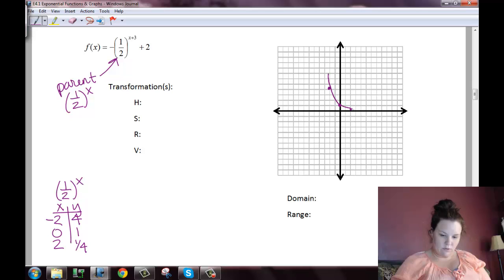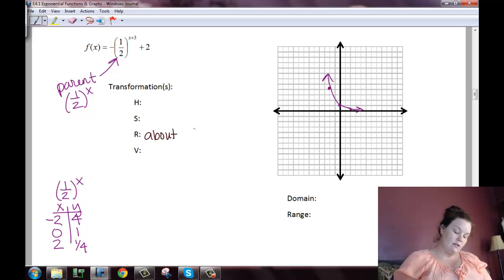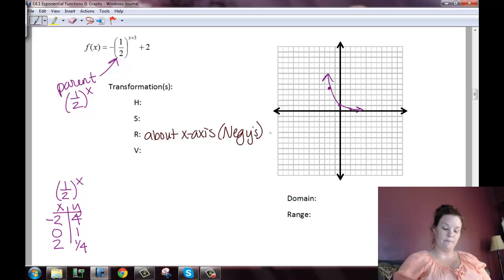So notice my base was between 0 and 1, so it's a decreasing function. My asymptote is at y equals 0. So let's go ahead and identify the transformations. I have a negative on the outside of 1/2. Since the negative is not in the exponent, it's being applied to the y. If I negate the y's, that flips it, a reflection about the x-axis. I'm going to go ahead and put here, I negate my y's.